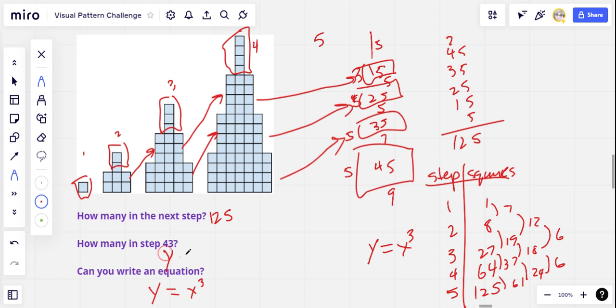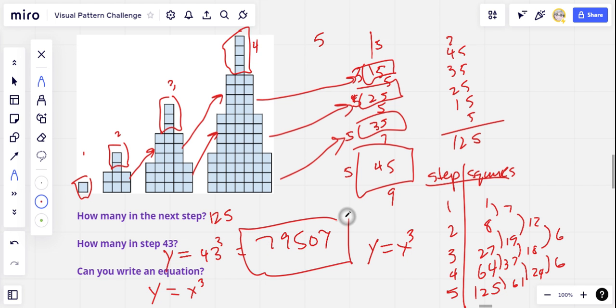And then to calculate the number in step 43, you might need a calculator. So 43 cubed, and let's see, my calculator is saying 79,507 squares in step 43.